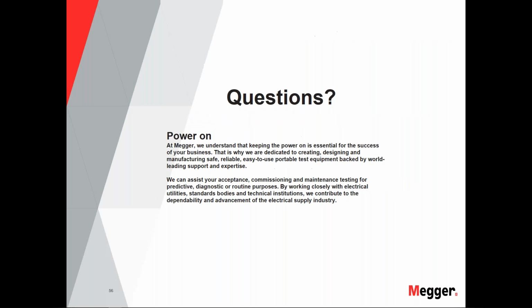Our first question will be directed towards Abel. The first question is: is it okay to have third harmonics coming out of a generator?